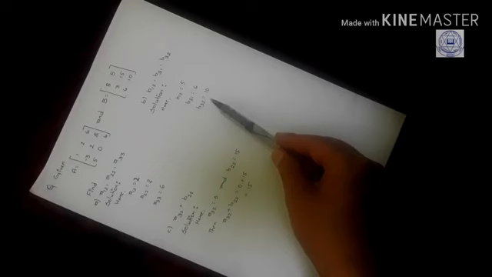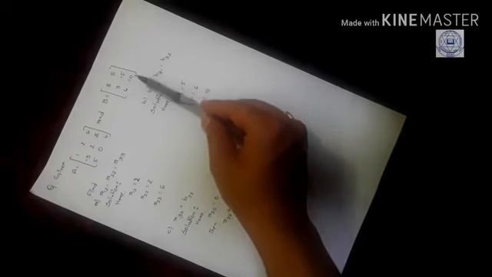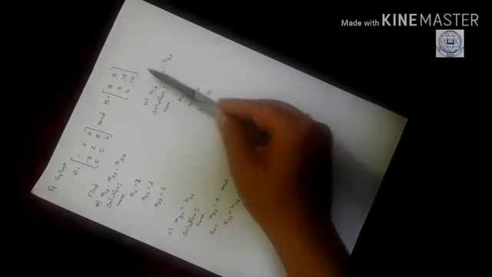B32 means element of matrix B that lies in third row and second column. 1 2 3, third row and second column 1 2, 10 is the answer. Now let's move on to the last portion of this question. So A32 plus B22. For this we need to find out the value of A32.